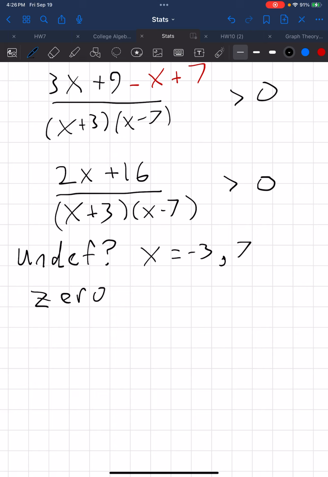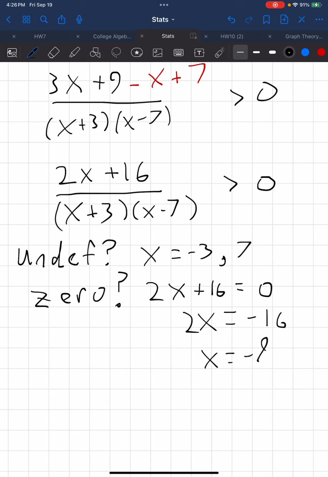Is it possible for that fraction to be 0? Well, sure, if the top piece is 0. Can 2x plus 16 ever be 0? I'll subtract 16 from both sides. 2x is negative 16. Divide both sides by 2. And x is negative 8. So, yes, it turns out there actually is a 0 for this expression.